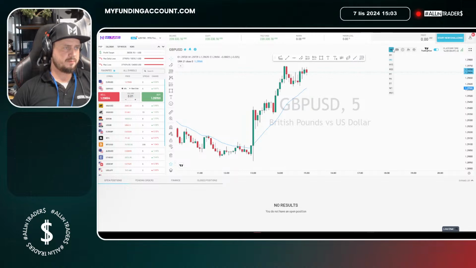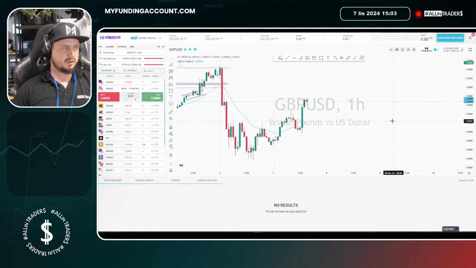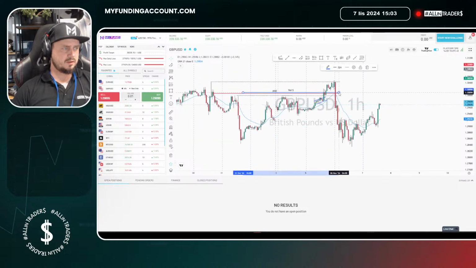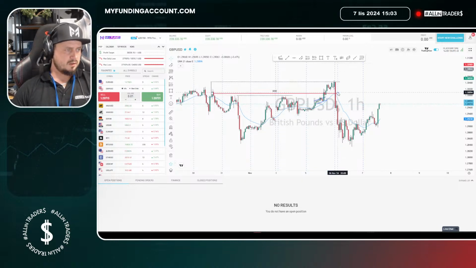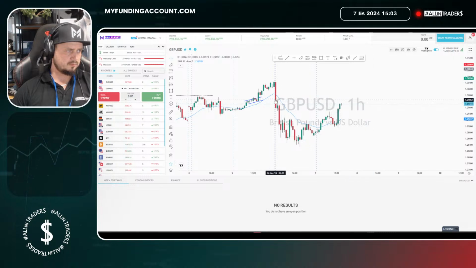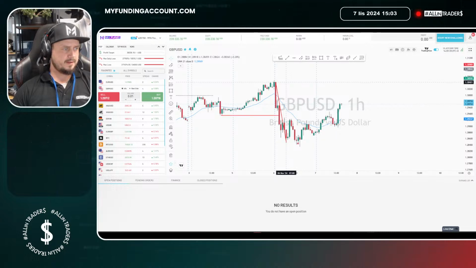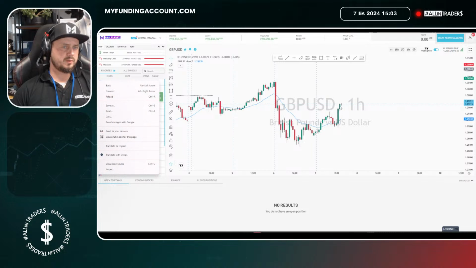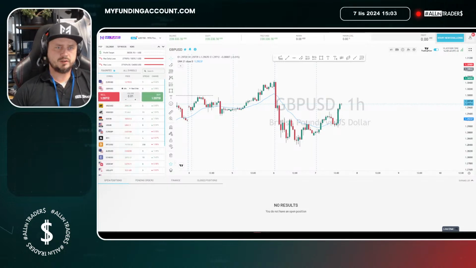GBP. Let's check GBP. 1 hour time frame. I'm interested in this impulse over here. This is quite nice. Break of structure, and then we are coming back. So we might have an opportunity around this area, but we need to look for some confirmations, guys.